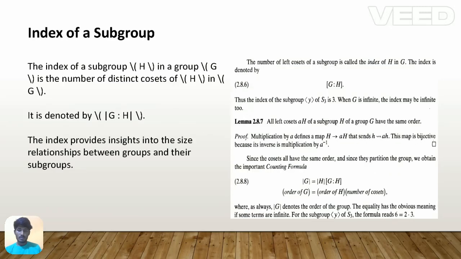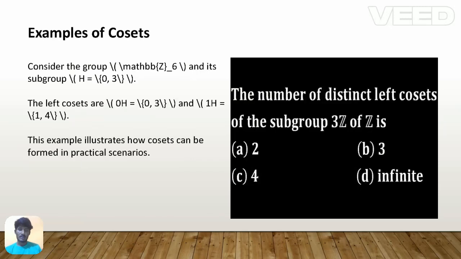Index of a subgroup. The index of a subgroup H in a group G is the number of distinct cosets of H in G. It is denoted [G:H], which equals the order of G divided by the order of H. The index provides insights into the size relationship between groups and their subgroups.